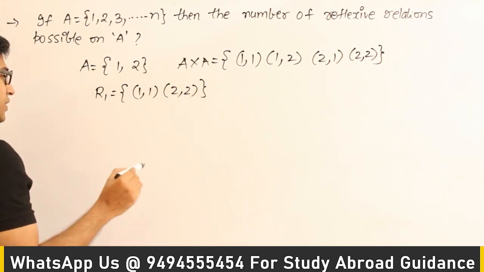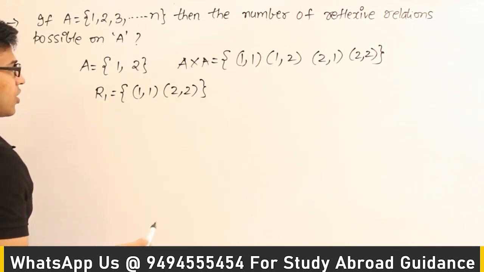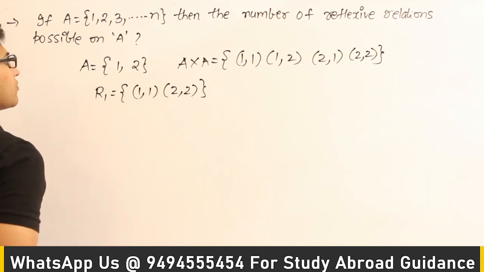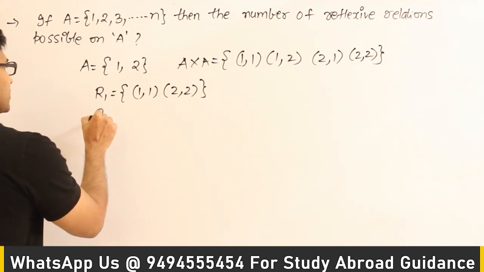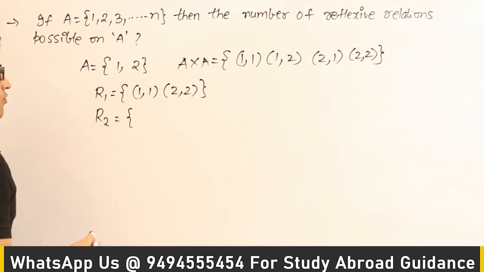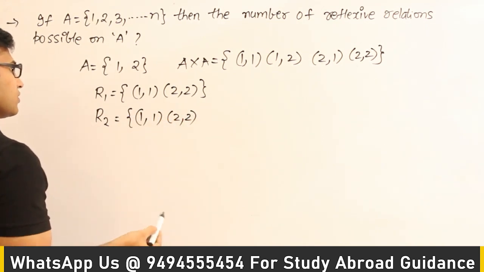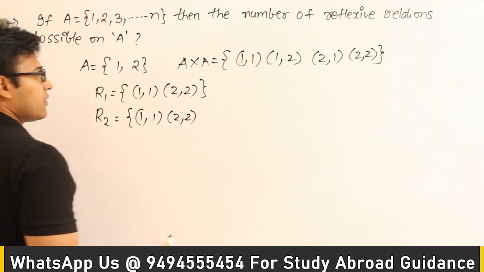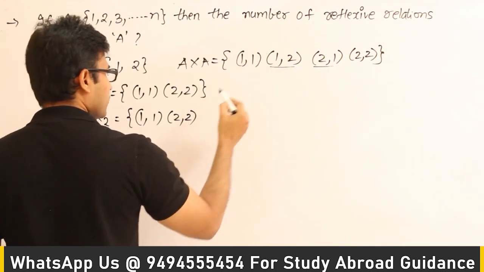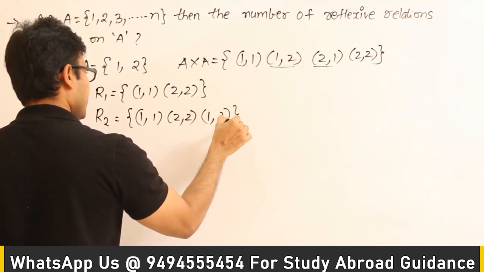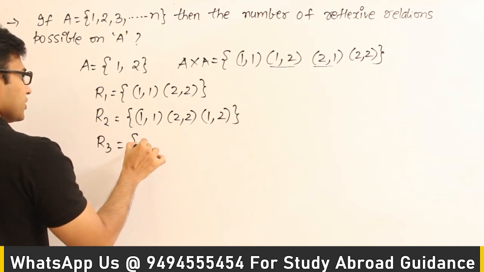And now other reflexive relations can be formed by adding more elements to this, which means we have to find out all the supersets of this set R1, then we are going to get all the reflexive relations. So in this case, what are the other elements you can add? See this. Now (1,1) and (2,2) should definitely be there, otherwise the relation cannot be reflexive. Now other than this, you try to add the other ones. So I can add (1,2) first.